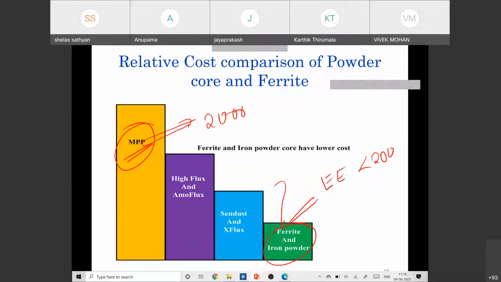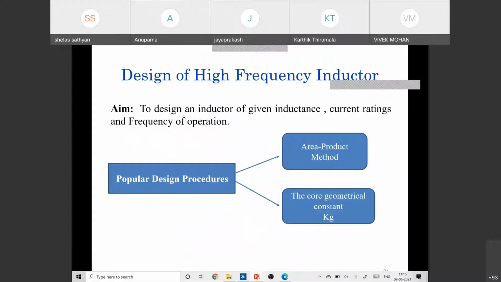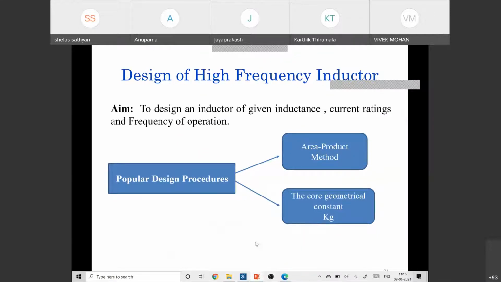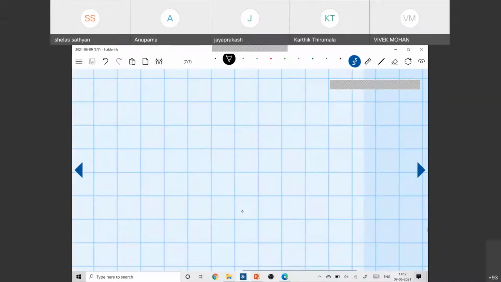But when you are making something related to military grade equipment, the cost is not a matter; the reliability is. In that case, we can go for the MPP core. Also, regarding temperature stability, we have seen the ferrite has a low Curie temperature compared to other cores. So let us see how we can design an inductor based on this core. I will be discussing designing an inductor using the ferrite core only.